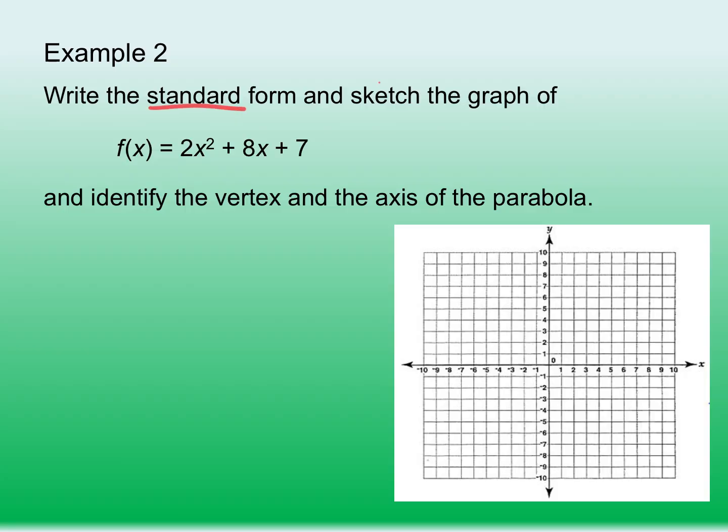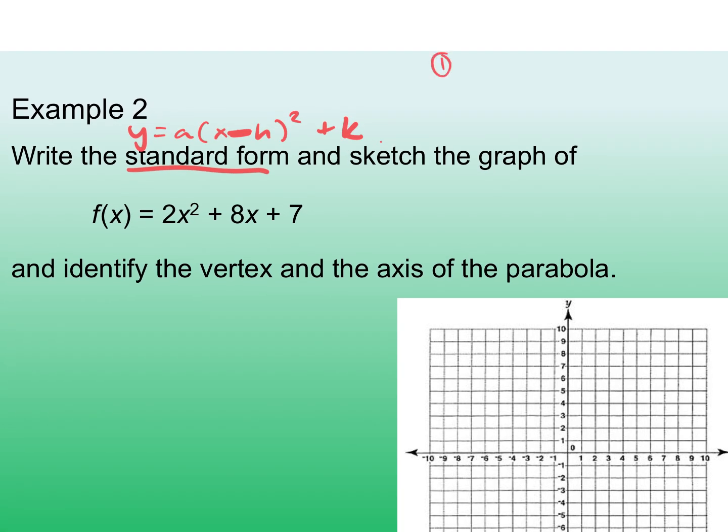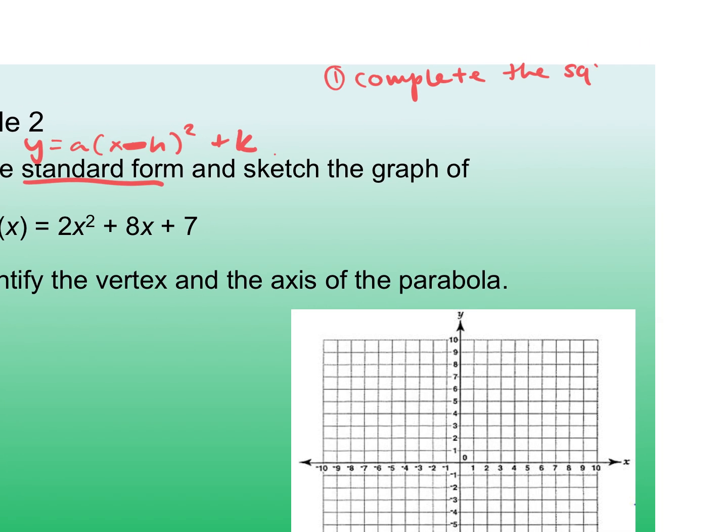Now in example 2, we're going to write the standard form. That's technically our vertex form, where it's y equals a times (x minus h) squared plus k, and sketch the graph and identify the vertex of the parabola. So there's 2 different ways that we can do this. One way is we can complete the square. The other way is we can find the vertex and then just plug that into our standard form.